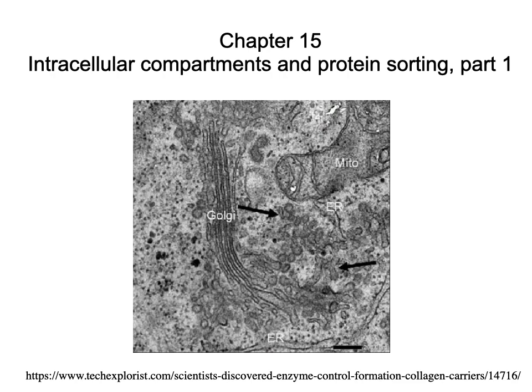Okay, so for this chapter, chapter 15, it's going to be divided into two parts. The first lecture is going to look at two ways in which proteins are sorted, and then the second part looks at the third way. We're just looking at intracellular compartments and protein sorting. So how do the proteins get to the location, the organelles, in which they need to be?